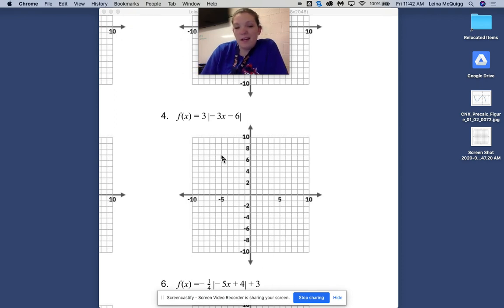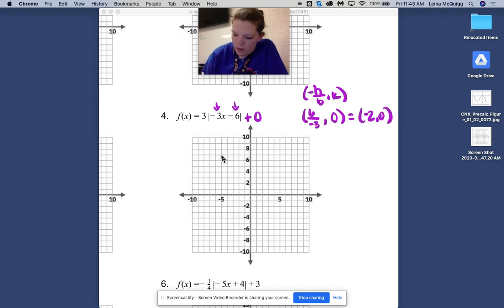Okay, so number 4, I can use my additive identity to add a 0 here. So my vertex, the opposite of h over b, comma k, I'm going to use my h and b. It's going to be the opposite of h, which is positive 6, over my b value, which is negative 3, and my k value is 0. Well, 6 divided by negative 3 is negative 2, so I'm going to have negative 2, 0. I'm going to have my vertex here.